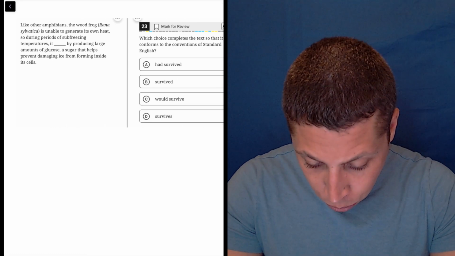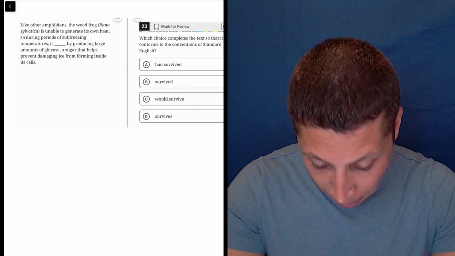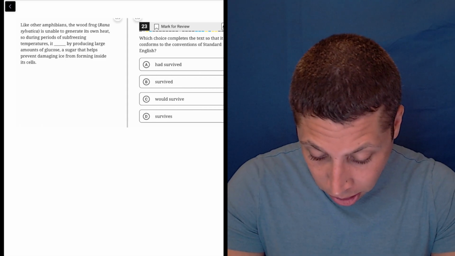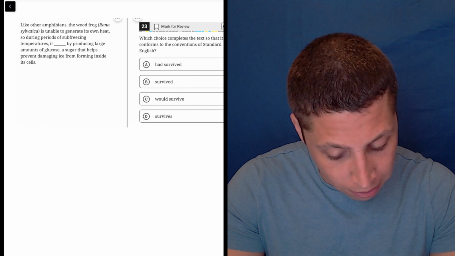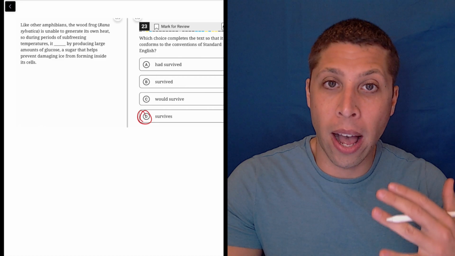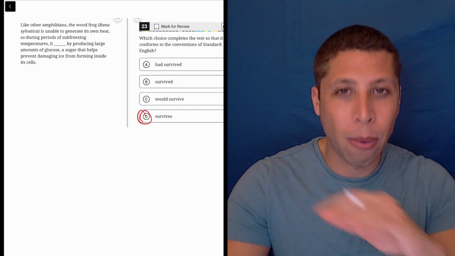Like other amphibians, the wood frog is unable to generate its own heat. So during periods of sub-freezing temperatures, it survives by producing large amounts of glucose, a sugar that helps prevent damaging ice from forming inside its cells. So yeah, it's D. And again, notice how I can just hear that, right? That's because of experience of the language, you should know kind of how a sentence is being built.